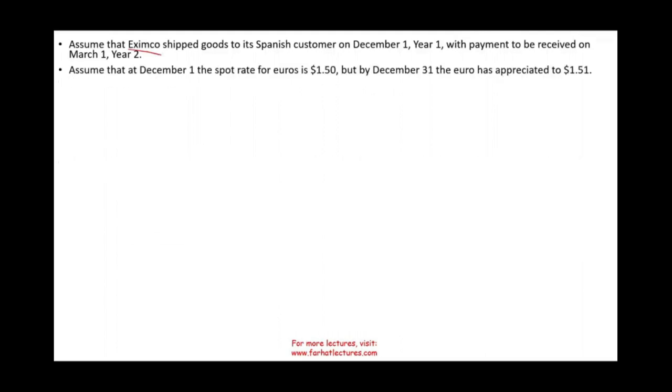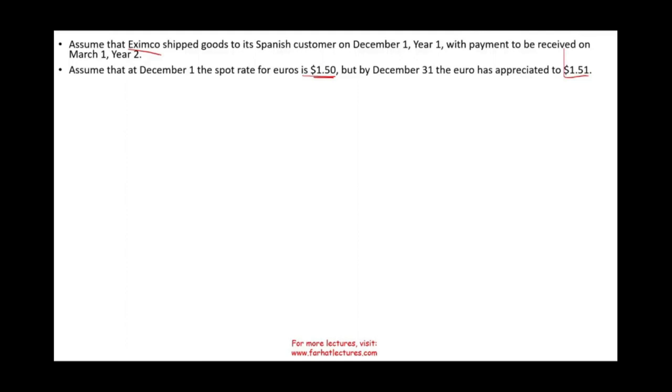So let's take a look at an example where we worked earlier with no hedging. If you remember, Exim Co. shipped goods to a Spanish customer with the payment to be received March 1st. Assume that on December 1st, the spot rate is $1.50, but on December 31st, the euro was $1.51.